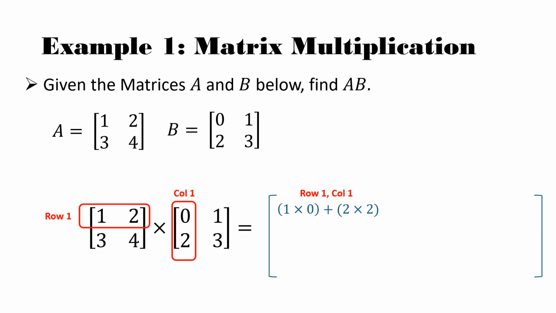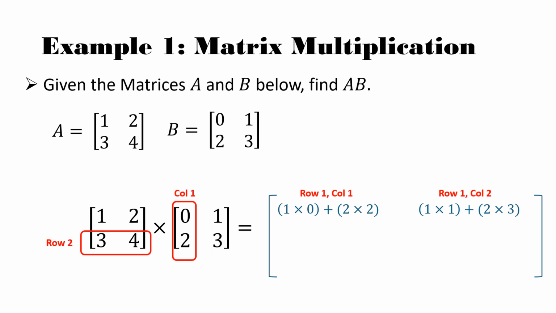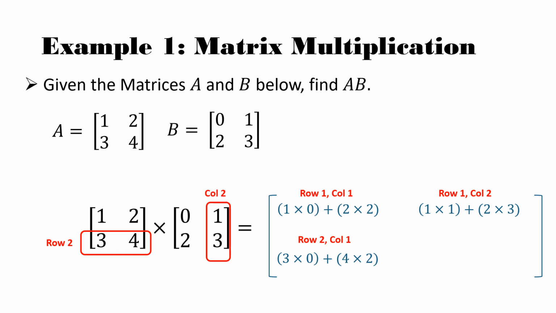So row 1, column 1 is 1 by 0 plus 2 by 2. I'm going to come back and do the answers in a bit. I'm just going to focus on our actual multiplication first. Then we move to row 1, column 2. That's 1 by 1 plus 2 by 3. Then we move to row 2, column 1, and that is 3 by 0 plus 4 by 2. And then row 2, column 2 is going to be 3 by 1 and 4 by 3.